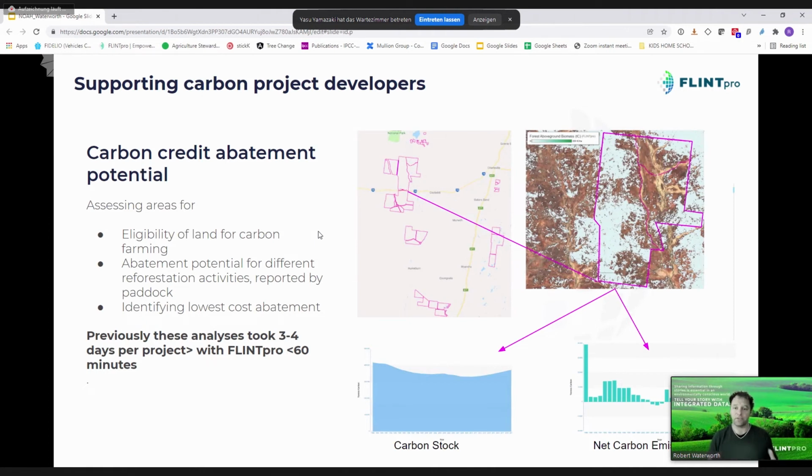This is a very difficult process, especially on the estimation. Previously, processes were taking 3 to 4 days per project. Whereas with flintpro, we can do all of the projects, including all of the regions around them, in less than an hour. What this means is that the cost of doing these projects is reduced greatly and makes it far more economic and allows you to push into areas that previously you wouldn't have been able to afford to do these projects in.